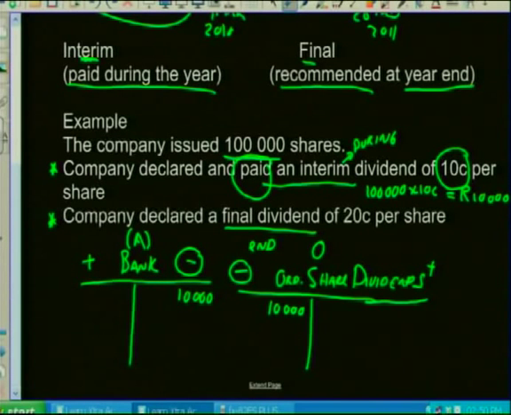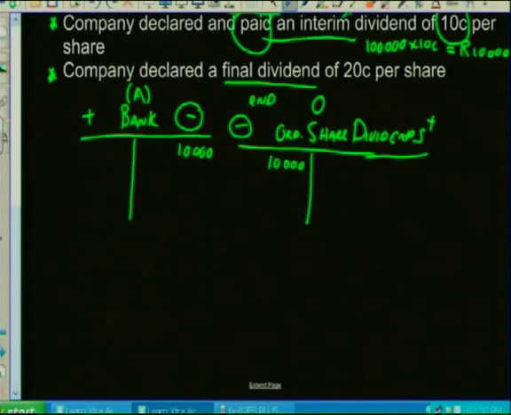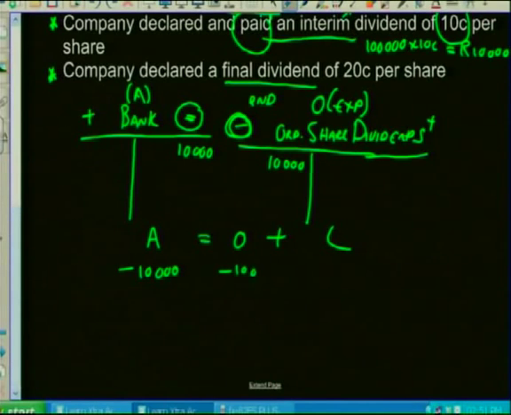Expenses decrease profit. Let's look at the effect this has on your accounting equation, and you guys should be getting the hang of this by now. A is equal to O plus L. Again, assets, this time decreasing by 10,000. And then we've got owner's equity. Remember, ordinary share dividend is an expense. And expenses, what does expenses do to profit that goes to the owner? It decreases your profit. So owner's equity, let's just put our minus sign here. Owner's equity is decreasing, so minus 10,000.